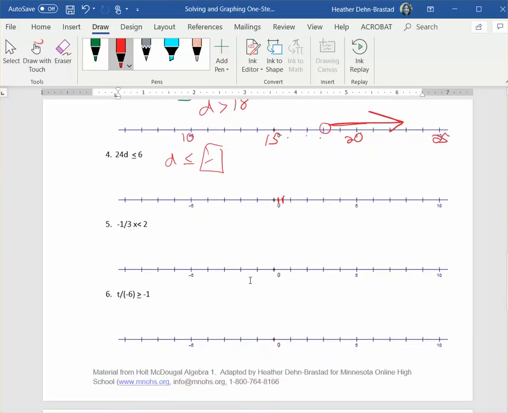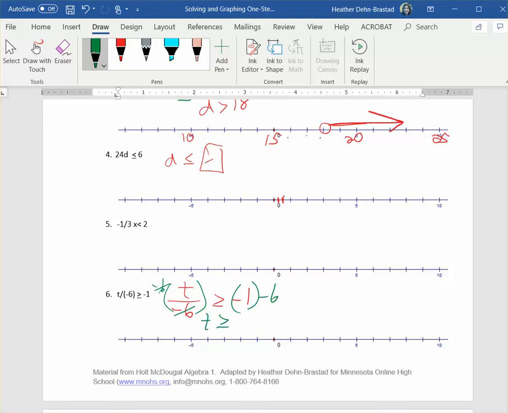Now let's look at one more problem. Let's look at number 6. In number 6, we have t divided by negative 6 is greater than or equal to negative 1. To solve this problem, you're going to multiply both sides by -6 because that will undo the divide by -6. So we cancel out and we get just t left on this side.